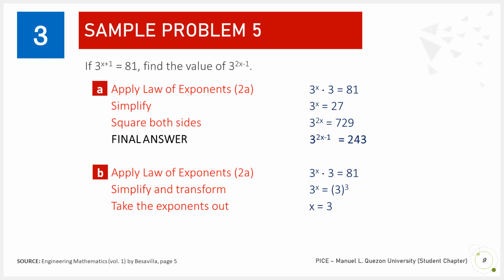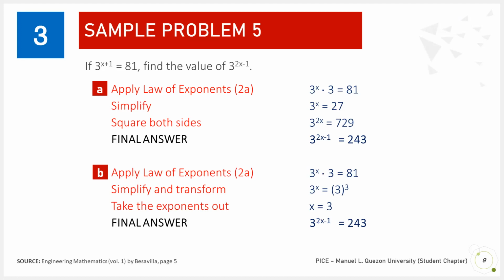So now that we have the value of x, the unknown for this problem is 3 raised to 2x minus 1. So how do we know its value? We simply substitute the value of x. So 3 raised to the quantity 2 multiplied by 3 minus 1 is 243. So you can check it on a calculator. The answer will be the same.